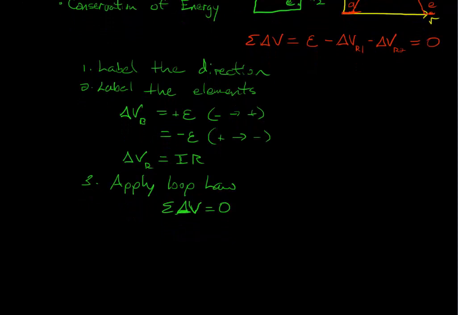This right here is going to be the key when you're dealing with multiple batteries, getting that right. Oh, I'm sorry. You know what? The change across the resistor is negative IR because we have to subtract. It's always a voltage drop. Let me write that. So we'll always have a voltage drop across resistors.